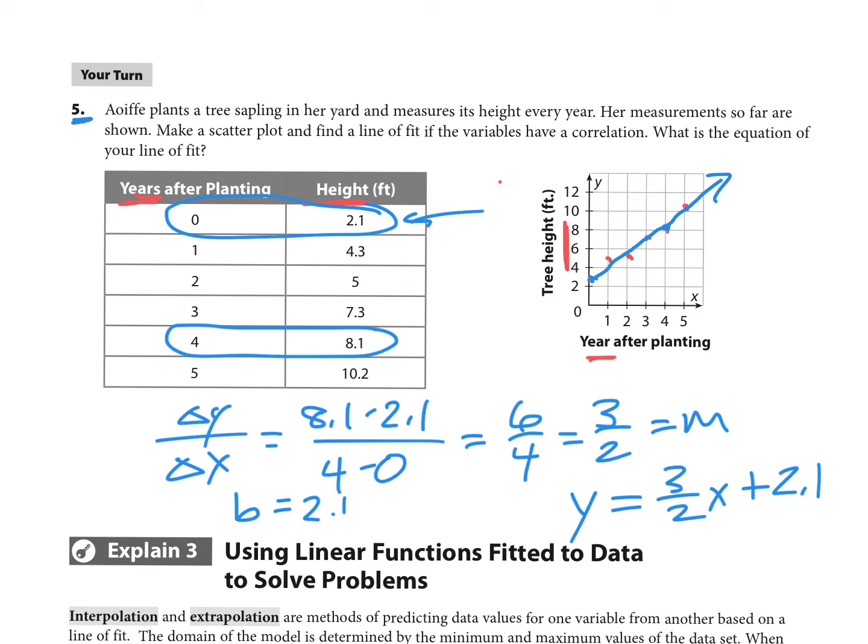And really, anybody can get different equations for lines of fit depending on what points you use. Again, that's why we're leading into using the calculator, because with the calculator, we're going to use all the points, and it's going to create a line equation that fits for everybody. Everybody's going to get the same answer.